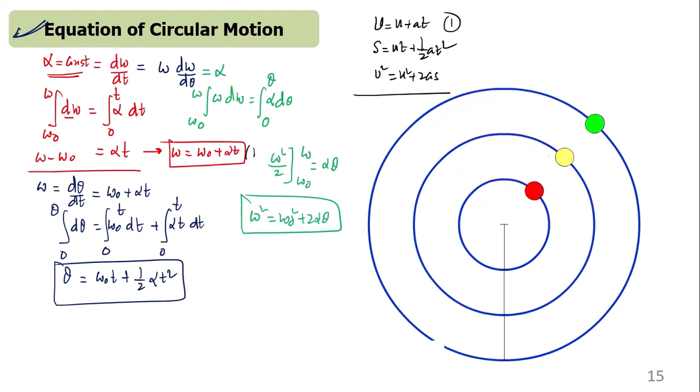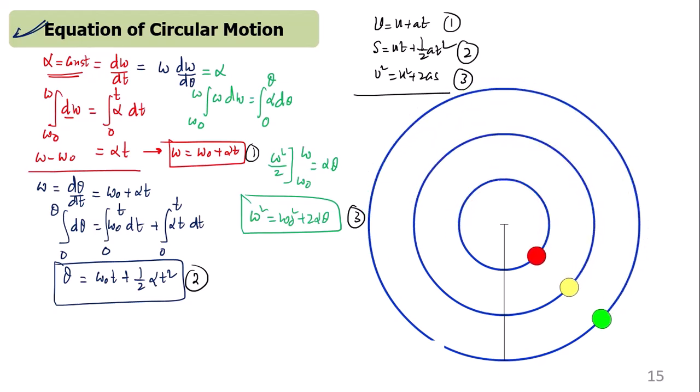This is equation number 1, this is equation number 2, this is equation number 3. All three are similar to each other. The only thing is that you have to replace the variable property. Once I replace the variable, then only I can get the answers.